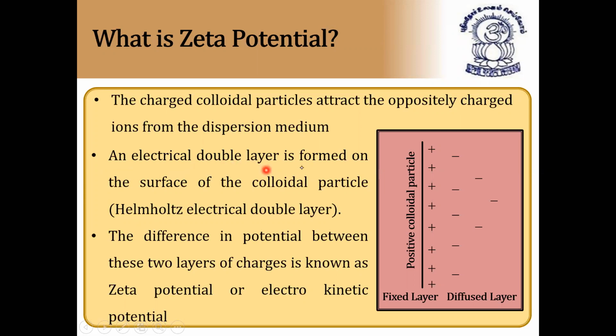Then an electrical double layer is formed on the surface of the colloidal particle, that is the Helmholtz electrical double layer. It is called the double layer. This is the double layer we have seen. The difference in potential between these two layers is known as zeta potential or electrokinetic potential. So this is called zeta potential.